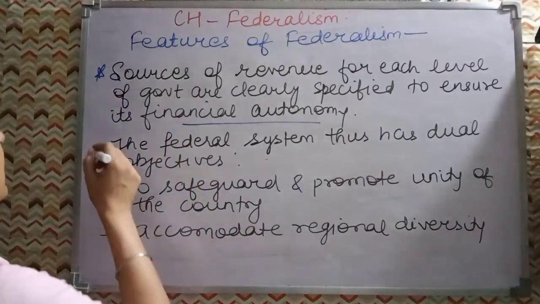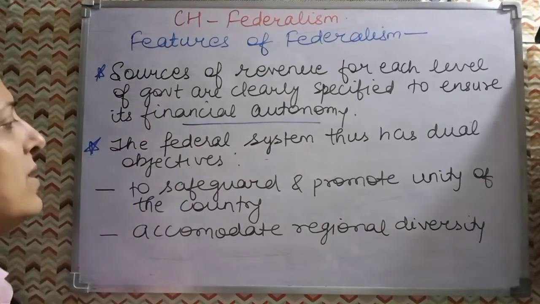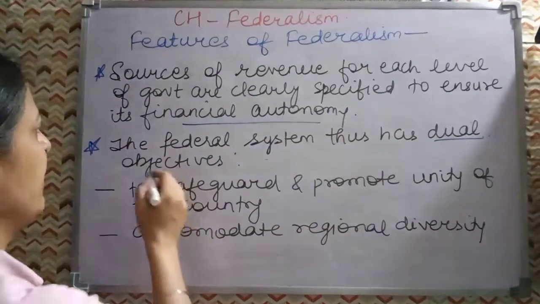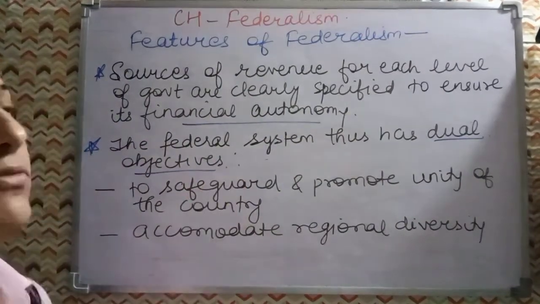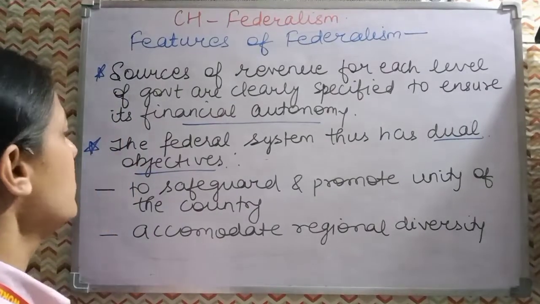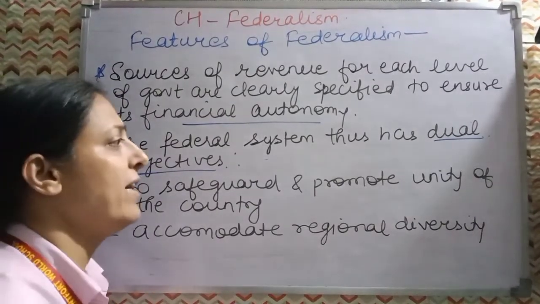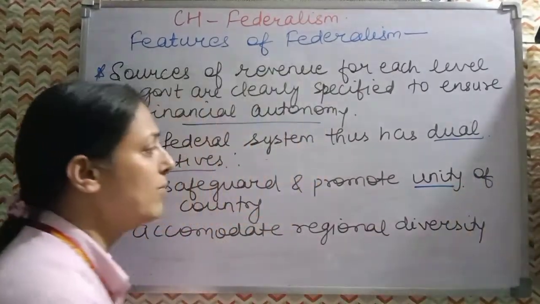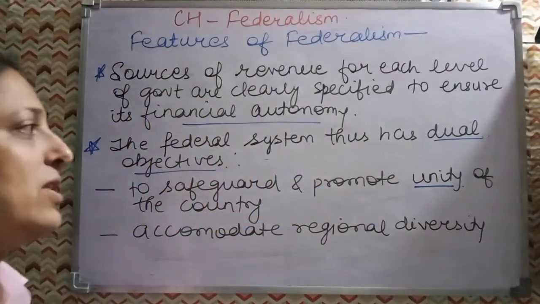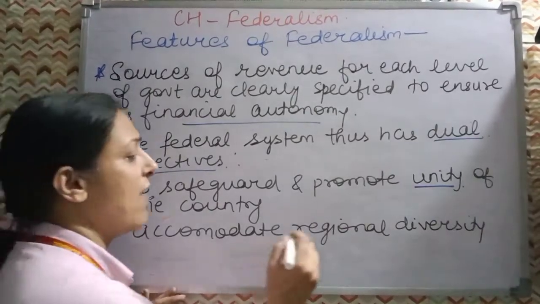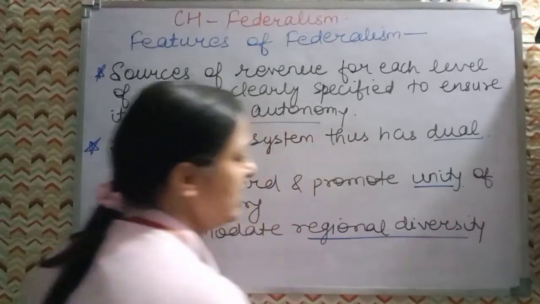Then another feature is that the federal system has a dual objective. So we have a dual objective to be satisfied if we are going for federalism, or we have adopted a federal form of government. First of all, to safeguard and promote the unity of the country. So here we have to safeguard the unity, the integration of our country. Plus, besides this, we have to accommodate our regional diversity also.